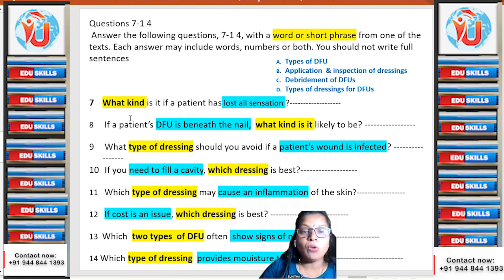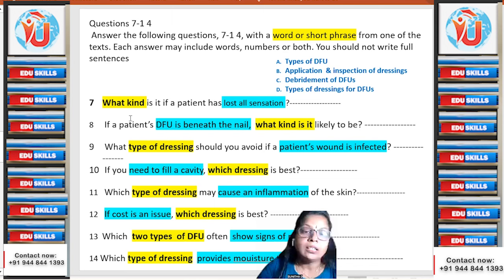Ninth question is, what type of dressing would you avoid if a patient's wound is infected? And the text is D. Wound is text D. Text D, ma'am. Okay. So if you know how to identify a keyword or key phrase, that will definitely help to find out the answer in an easy way.